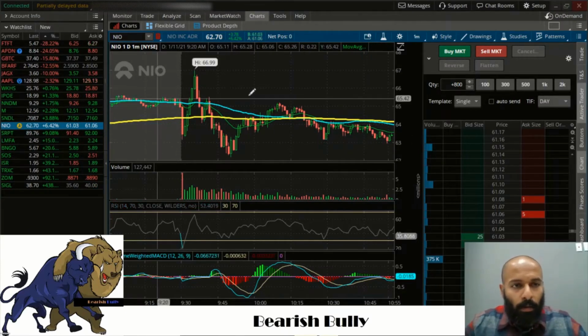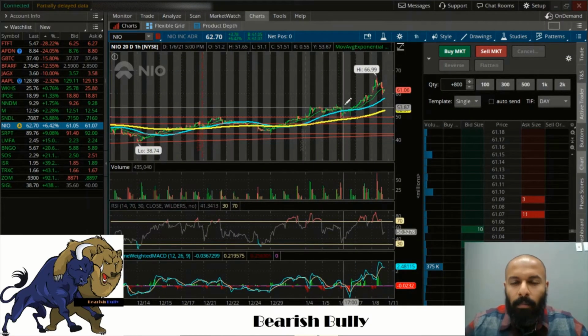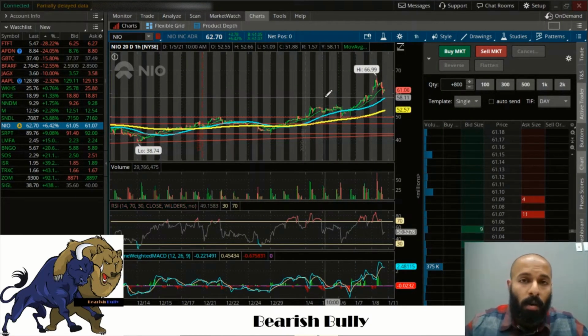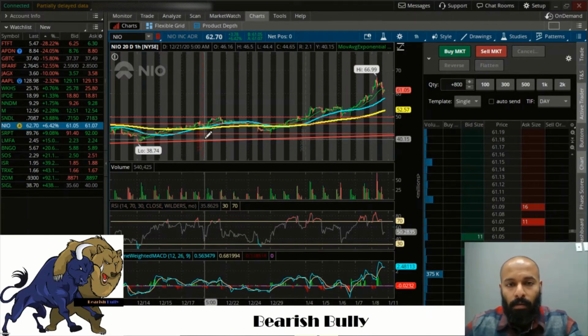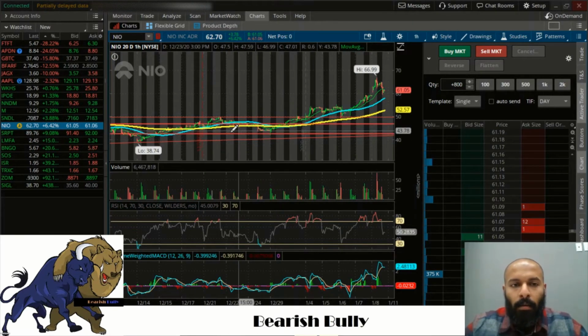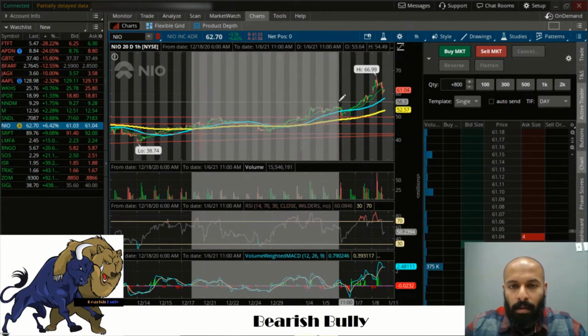But if you look now on, let's say, the 20-day 1 hour chart, this one is one of my favorite charts. You can see here I already have a lot of different levels, like all these trend lines. Now, these trend lines act as support and resistance.